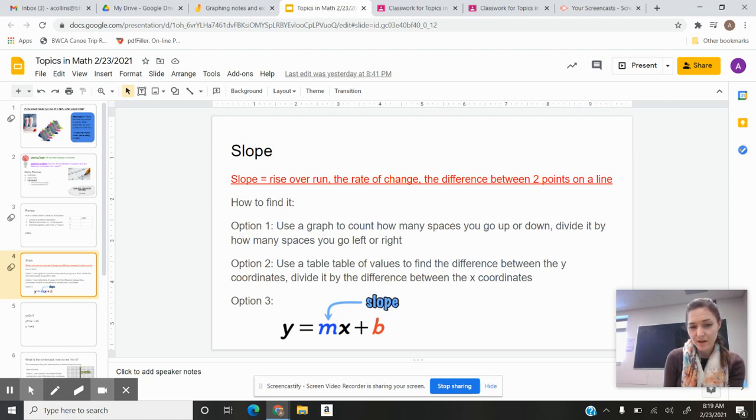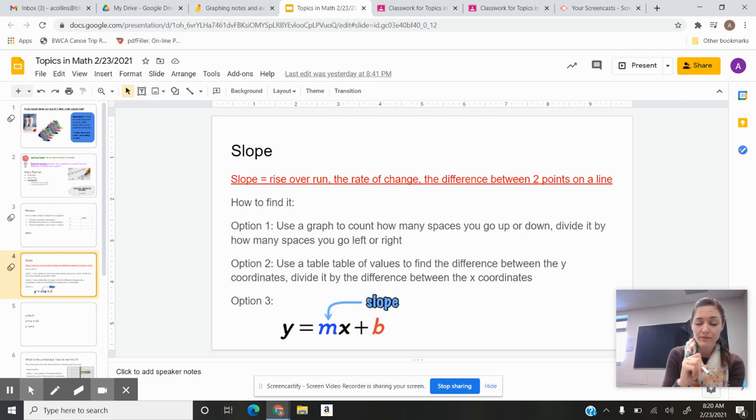It just kind of depends on the problem that you're working with, the information you have available for that math problem. So option number one, we could use a graph to count how many spaces you go up or down. If you're going up, it's positive. If you're going down, that would be a negative number. And then you would divide that number by how many spaces you go left or right.